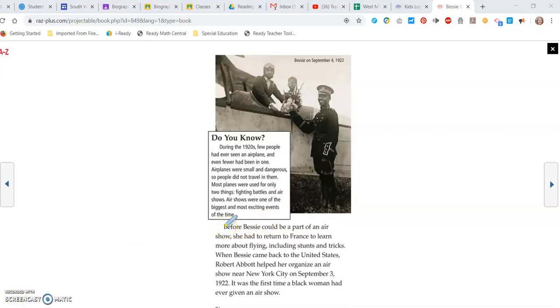So this paragraph starts with a transitional phrase and the transition word before. Before Bessie could be part of an air show, she had to return to France to learn more about flying, including stunts and tricks. When Bessie came back to the United States, here's when, and after every transition word or phrase, you see the comma. Robert Abbott helped her organize an air show near New York City on September 3rd, 1922. It was the first time a Black woman had ever given an air show.